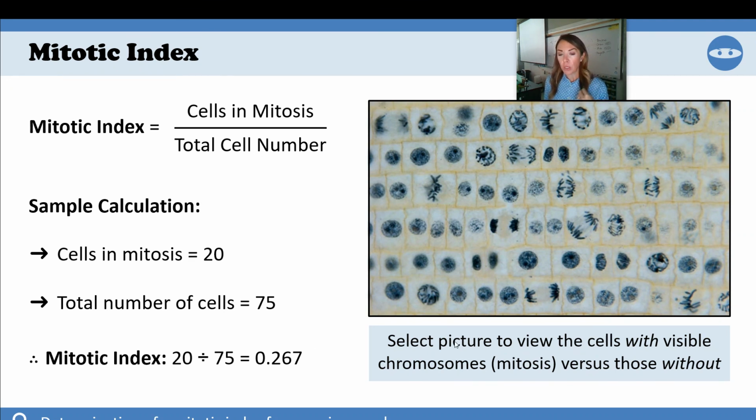3/4. So you can select the picture to view the cells with visible mitosis versus those without, right? So you can actually count the number in anaphase, telophase, mitosis, and calculate the mitotic index. Something else to look forward to practicing in class, okay?